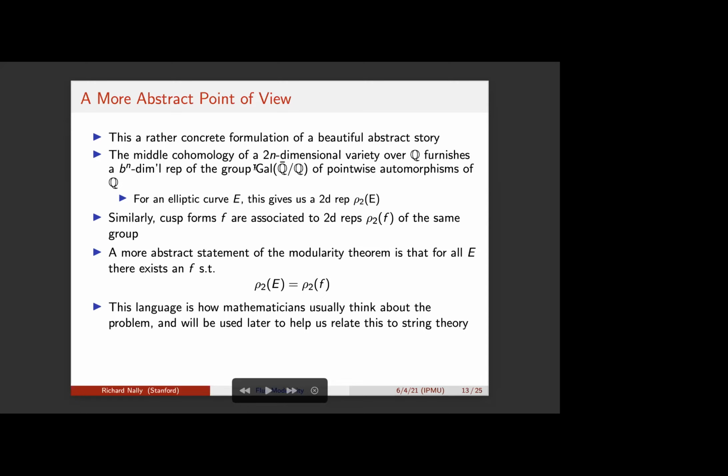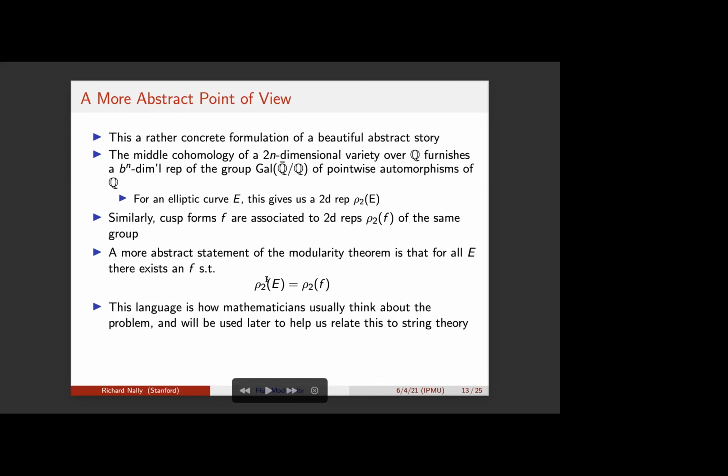So for an elliptic curve, n is 1, so we get a b_1 dimensional rep. b_1 is 2, we have an a and a b cycle, and that's it. So we have a 2-dimensional rep rho_2 of E. Similarly, if I have a weight 2 cusp form, this is associated to a 2-dimensional rep rho_2 of F for the same group. And a more abstract but completely equivalent way of phrasing the modularity theorem is that for all elliptic curves, there exists a weight 2 eigenform F such that the two representations are the same.